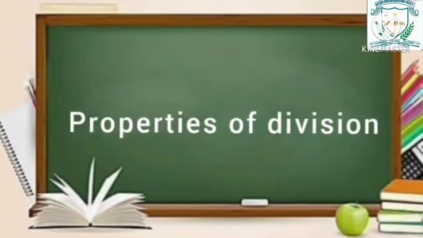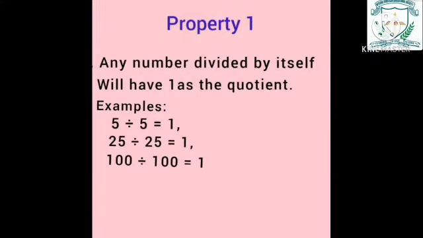Let us take up the next concept, properties of division. Property 1. Any number divided by itself will have 1 as the quotient. Examples: 5 divided by 5 is equal to 1. 25 divided by 25 is equal to 1. 100 divided by 100 is equal to 1.